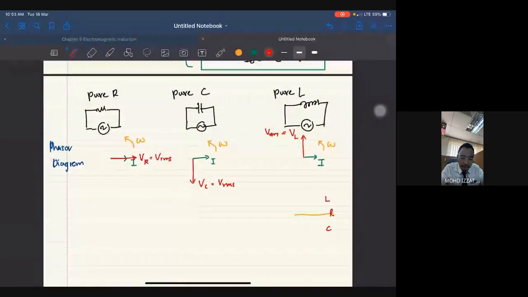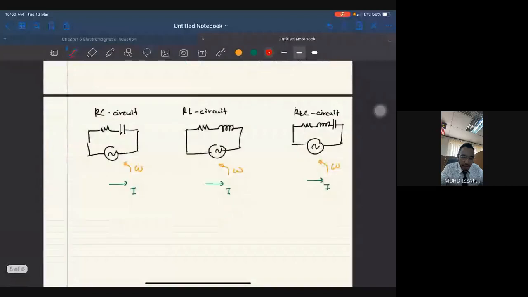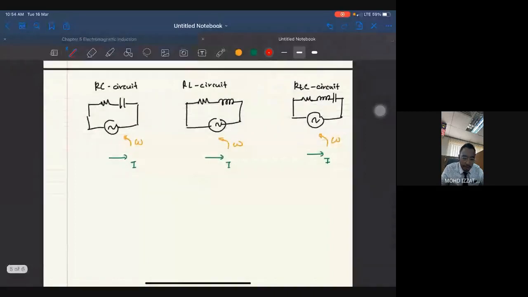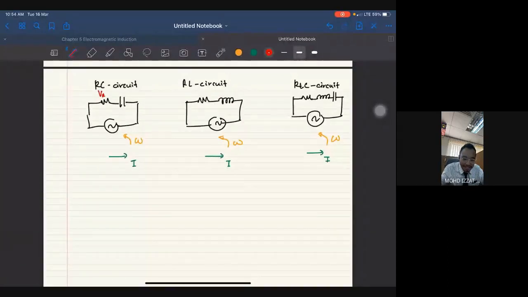Okay, now we try to look at the RC, RL and RLC. The concept is still the same. Where does VR go, the voltage across the resistor? Right. The arrangement of RC and RLC is the same, it doesn't matter.